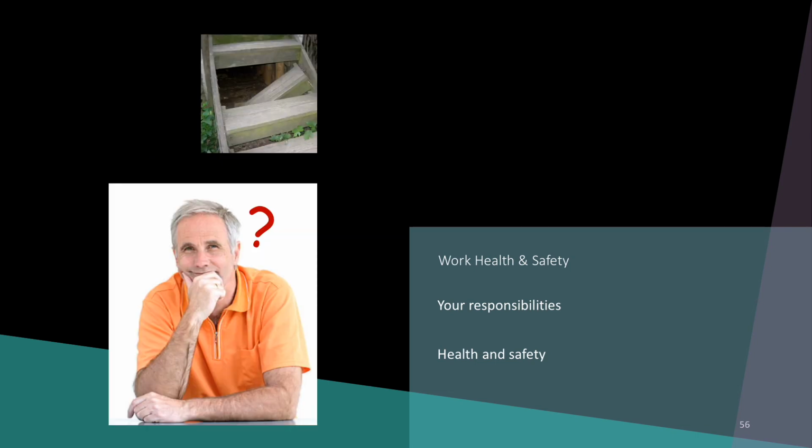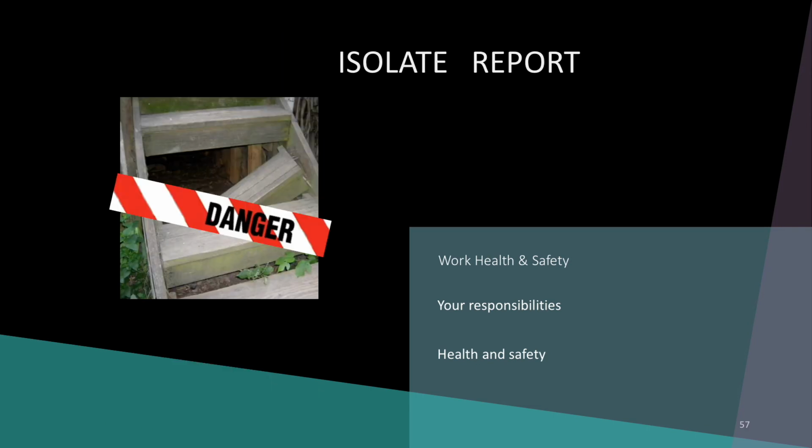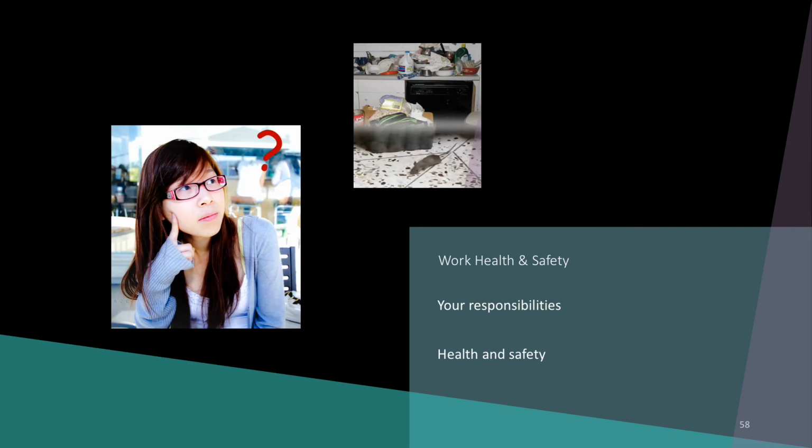So this guy's thinking, what do I do? I'll put up a sign that'll stop people going near the risk. It will separate them. So once the risk is isolated and people have been warned about it, it can then be reported so that someone can get around to fixing it. This woman here is thinking about the rat in the filthy, squalid premises, and it would be an idea to isolate people from it and then eliminate the risk by cleaning it up.